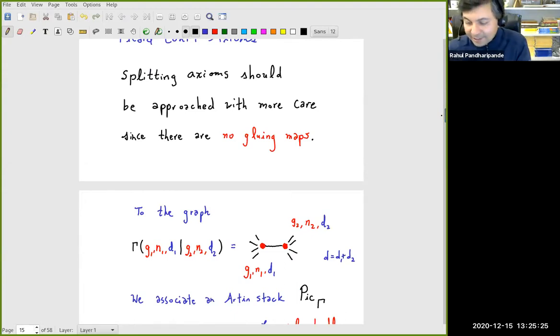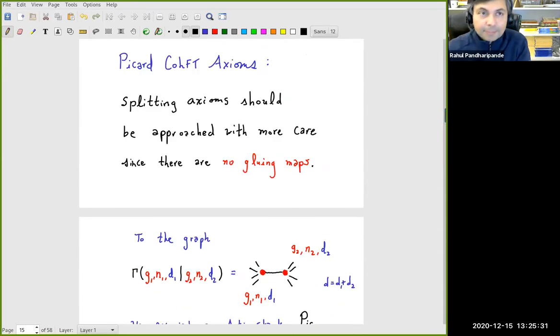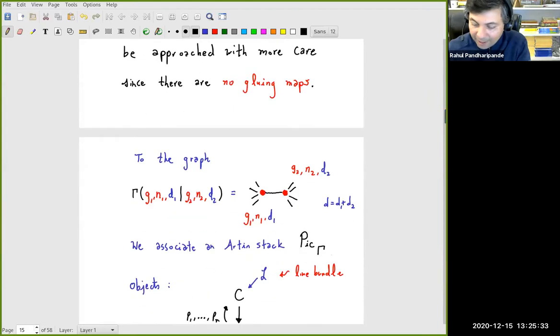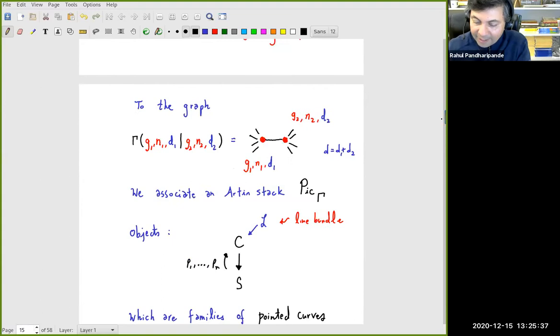And the way to do that is that, so I'm trying to explain to you now the splitting axioms. And here what I'm trying to say is you have to be a little careful with the gluing axiom. And so I want to associate to a graph. So if I look at a graph, so let's see, the story starts here. We look at a graph.